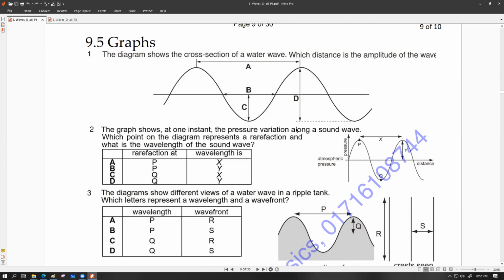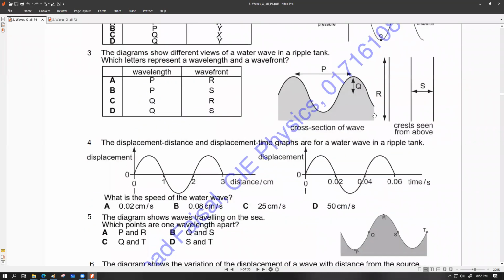Page number 9. Sir, number 8 এর প্রবলেম is correct. আচ্ছা, নাম্বার 8 এ যাবো, সমস্যা নাই। পেজ নাম্বার 9 এর কোন প্রবলেম আছে কিনা দেখো। কোশ্চেন নাম্বার 1 through 7.